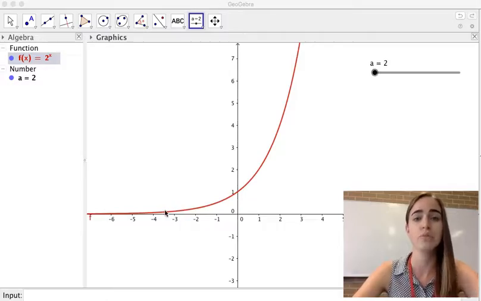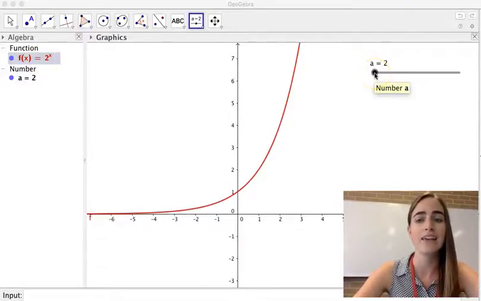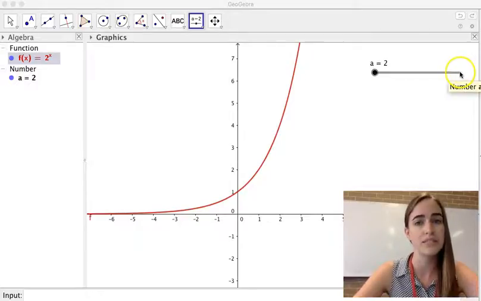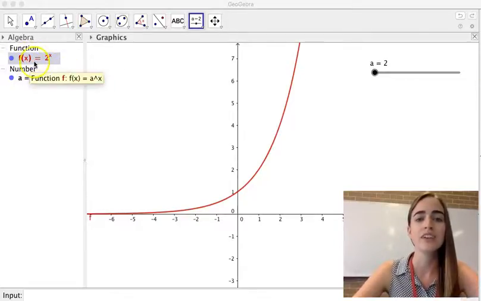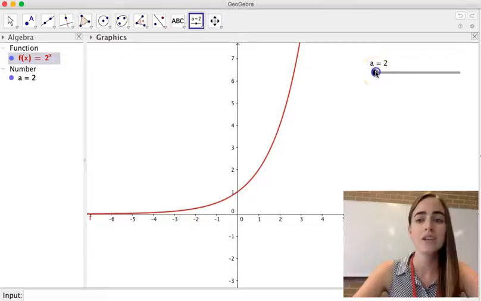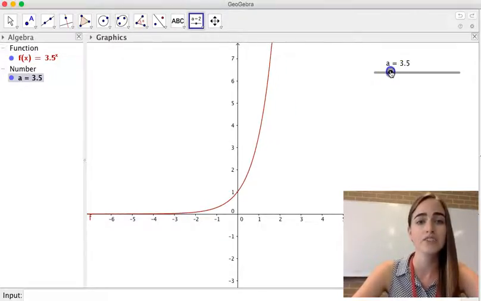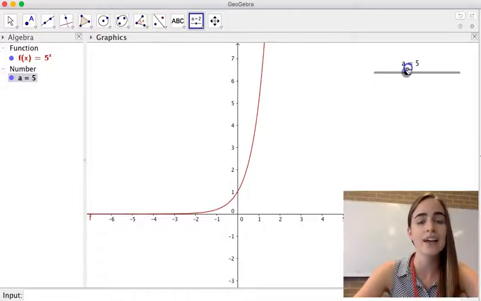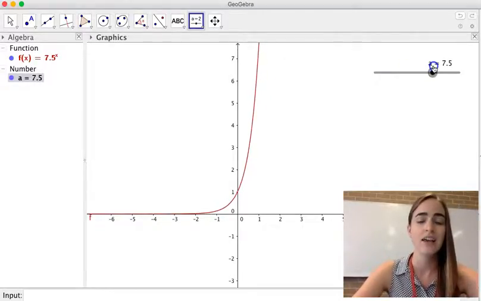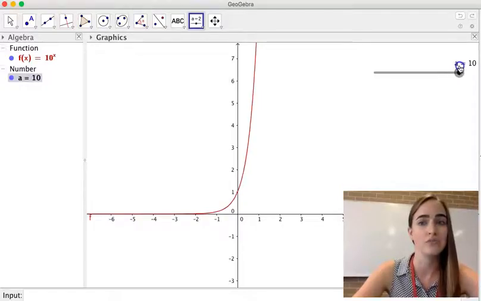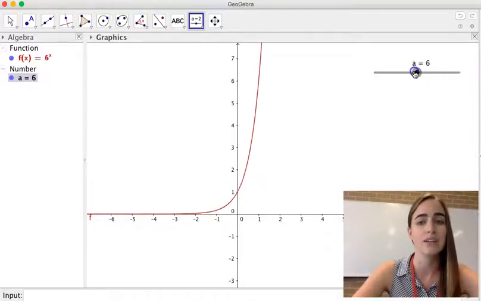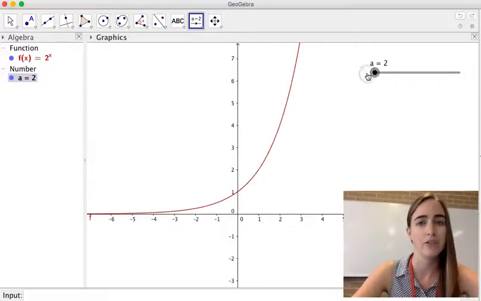Okay, so I've got GeoGebra open here, and what we've done is we've put a slider in that has values of a equals 2 at the moment, but it goes all the way up to 10. And we've got this function that's got a as the base. Like I said, a is 2 at the moment, so it's 2 to the power of x. As we increase a, that's 2.5 to the power of x, 3 to the power of x, 3.5 to the power of x, and you can see that as the base number increases, the gradient of that curve increases as well. So the curve gets steeper and steeper, and as we come back towards 2, it flattens itself out.